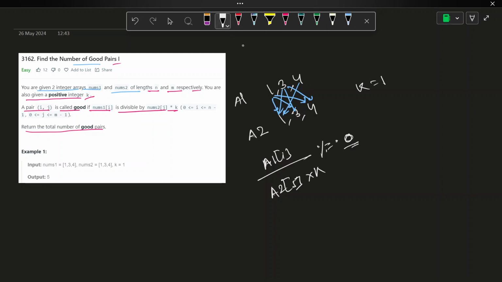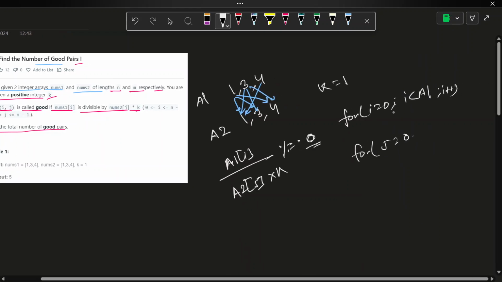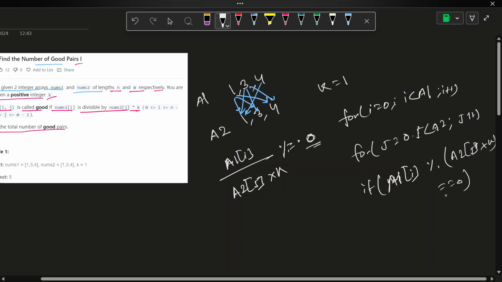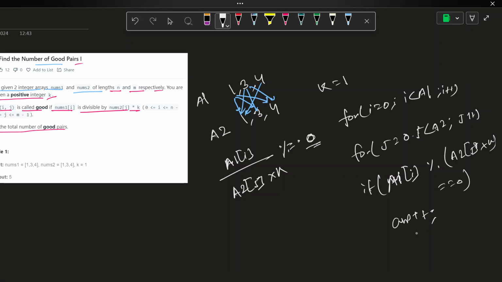So I will run two for loops. The first for loop runs i from 0 while i is less than the length of nums1, i plus plus, and another for loop goes over the second array, where I check whether it is divisible or not. I check whether nums1[i] modulo nums2[j] times k is equal to 0. If it is 0, it means they are divisible, then I increase the count, answer plus plus, and at the end return the answer.